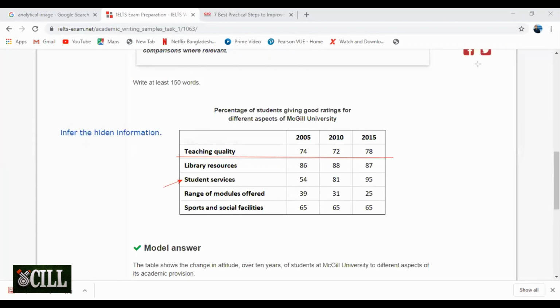What else? Say something else. We can say about the range of modules offered, and it just kept decreasing. Okay. Fine. Actually, I'm just marking these points that I've discussed. And now you're talking about the range of modules offered. It was the lowest mark given by the students in 2005. So it's exactly the opposite of student services. It went down, right?